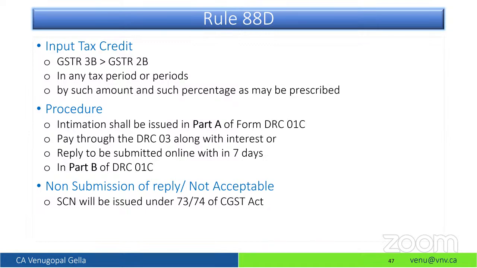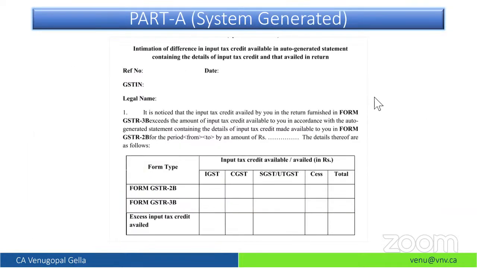Let's look at how my DRC01 Part A would look like. Firstly, it says it's system generated. So it's not been issued by the officer, of course, under the authorization by the officer, but it's system generated, wherein it says it has noticed that the input tax credit availed by you in the return furnished in 3B is exceeding the amount of input tax credit available to you in accordance with the auto-generated 2B for the period so-and-so to so-and-so by so much rupees. So they are going to give you the value in 2B, value in 3B, and excess ITC available.